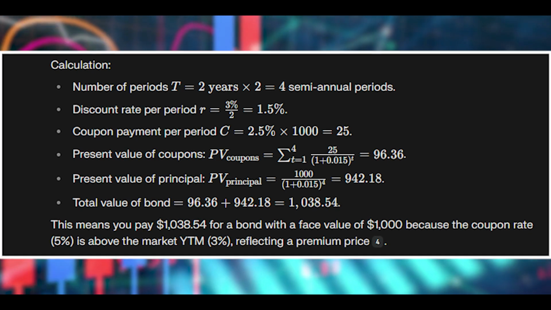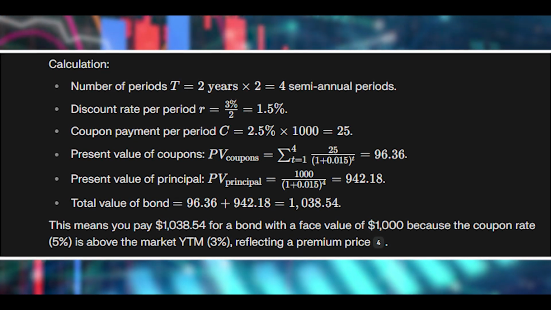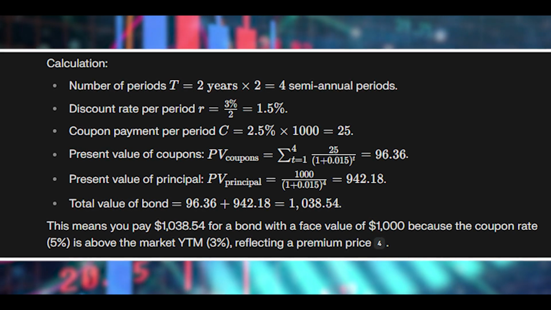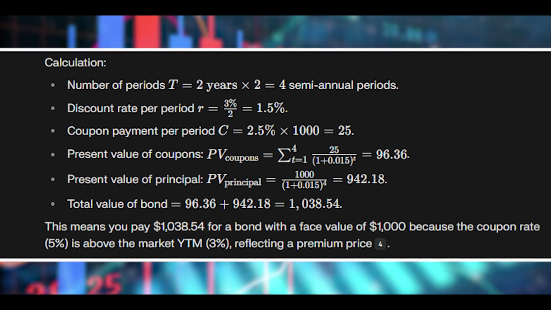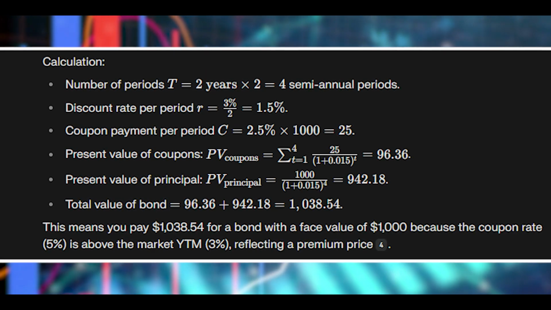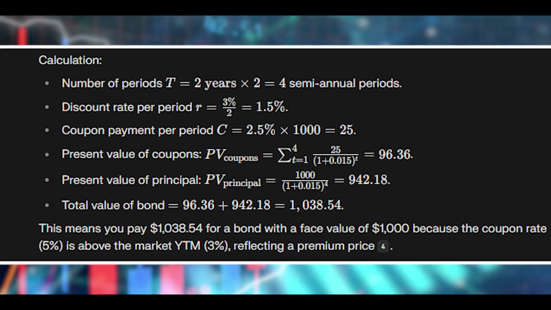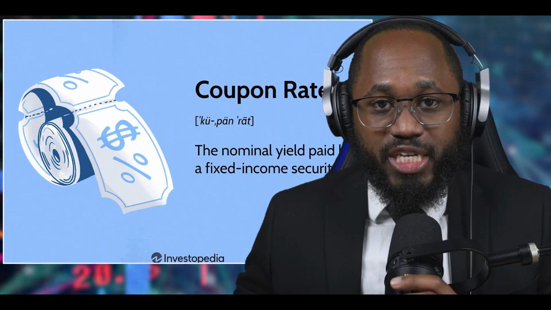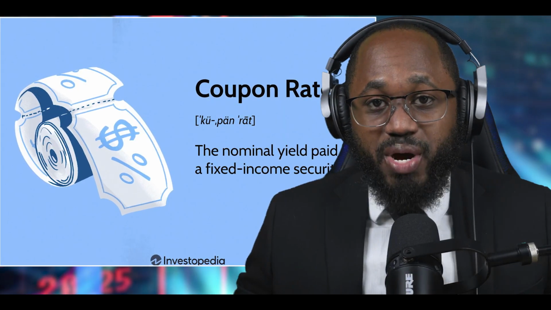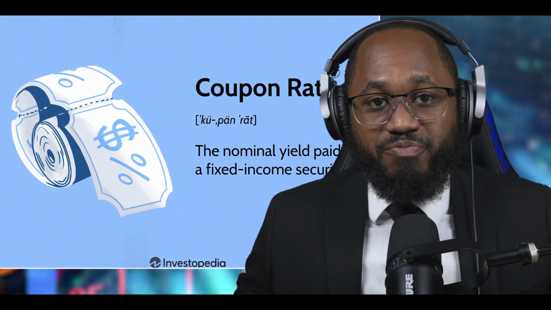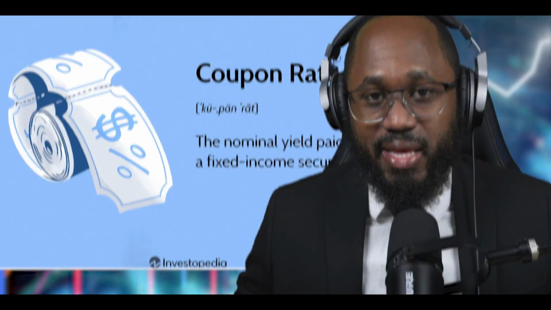So this means you pay roughly $1,038 for a bond with a face value of $1,000 because the coupon rate, which is 5%, is above the market YTM, which is 3%, reflecting a premium price. Now, the wealth building components when it comes to the bond method: the first is the coupon interest income. So you receive $50 annually or $25 semi-annually, providing steady cash flow.